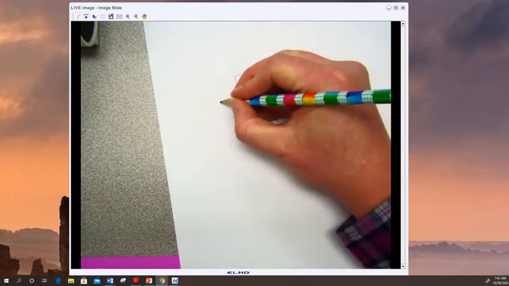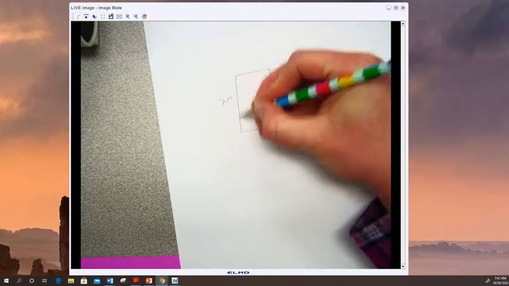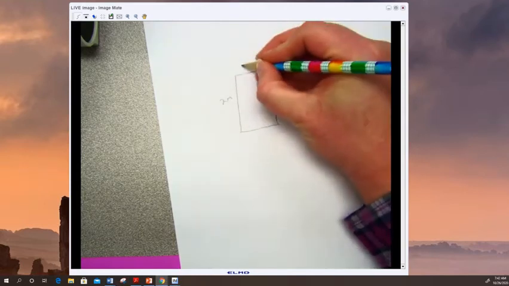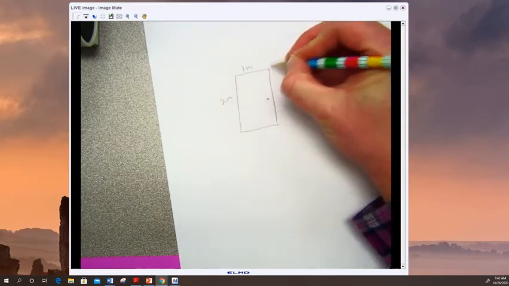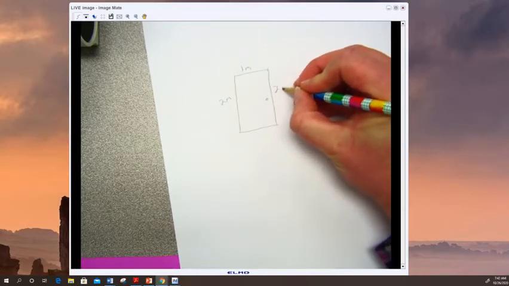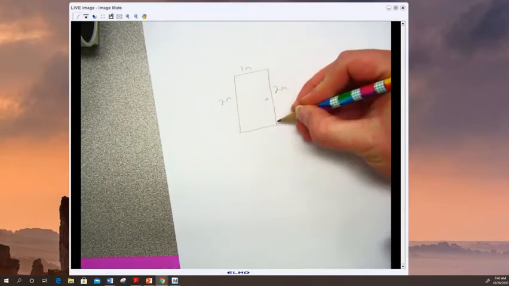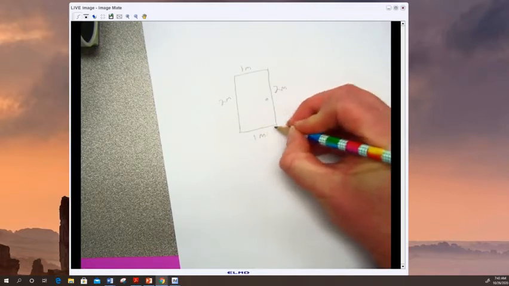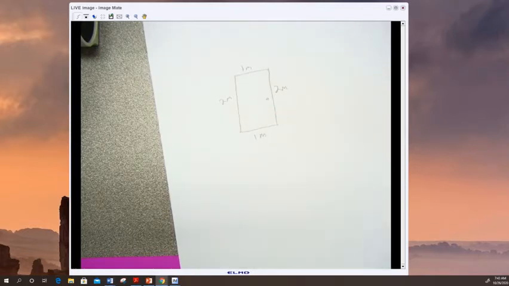So my door was 2 meters from the bottom to the top on the left, 1 meter from the left to the right on the top, 2 meters from the top to the bottom on the right, and 1 meter from the right to the left on the bottom. So how much ribbon am I going to need?